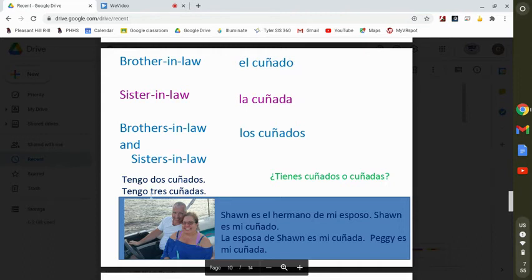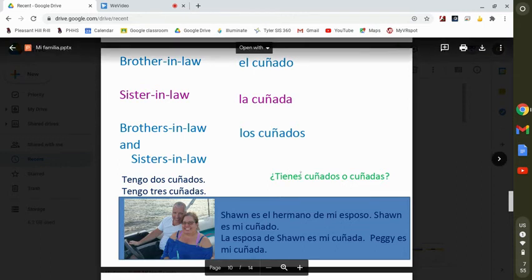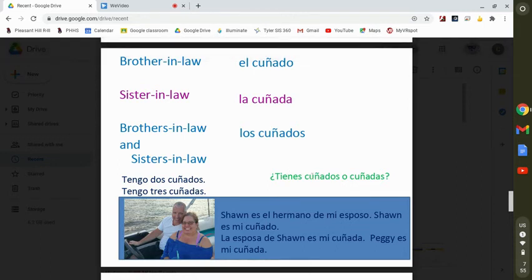Here is your English lesson for the day. It's brothers-in-law and sisters-in-law. It's not brother-in-laws. Don't make the word laws plural. It's brothers. Okay, so that's your English lesson. So I have, tengo dos cuñados. I have 2 brothers-in-law. Tengo tres cuñadas. I have 3 sisters-in-law. My question is, ¿tienes cuñados o cuñadas?